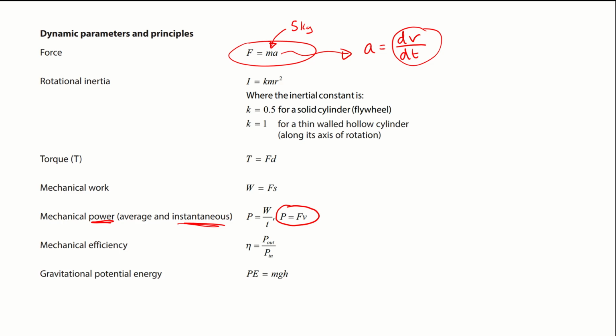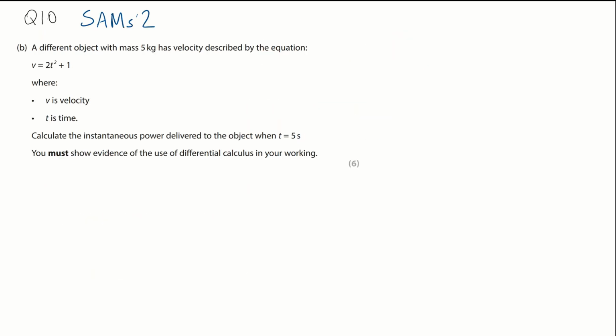So we want to put these two together. Let's write down those formulas. We've got F is equal to M times A, and power is equal to F times V. So we want to know what the force is going to be at 5 seconds, and also what the velocity is going to be at 5 seconds. That's why this is a bit tricky, because there are two things that we need to work on at the same time. All right, well, let's first of all do our differential calculus.